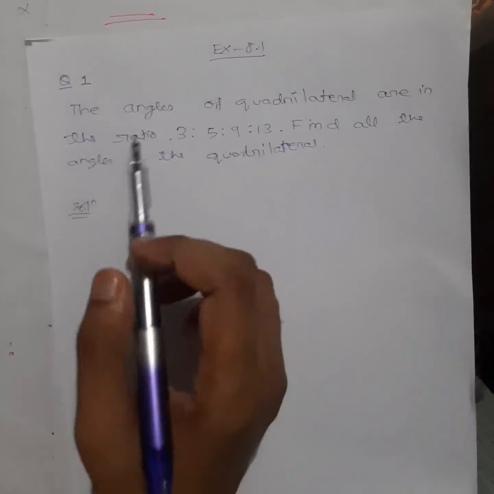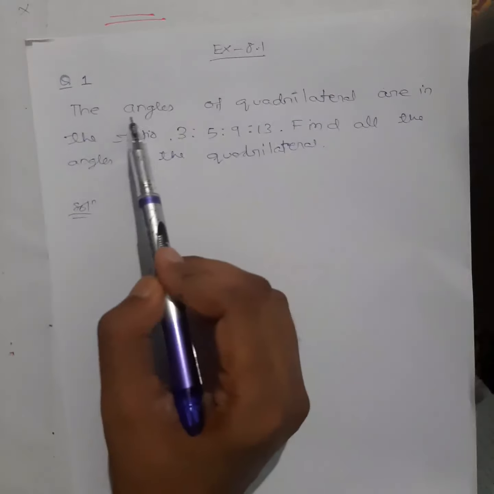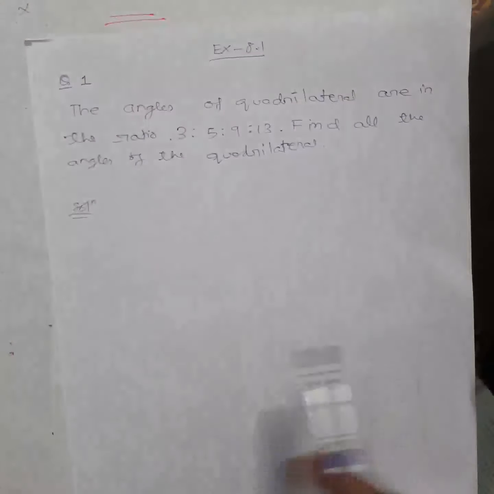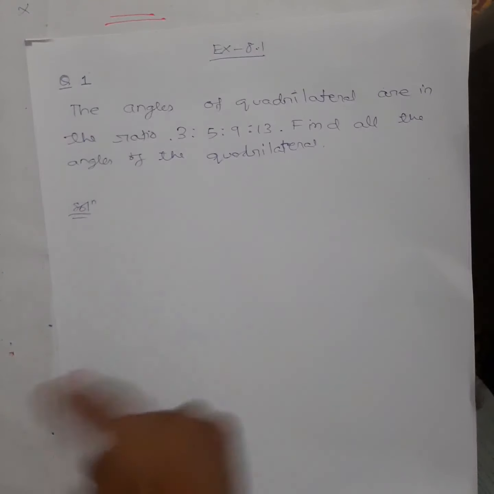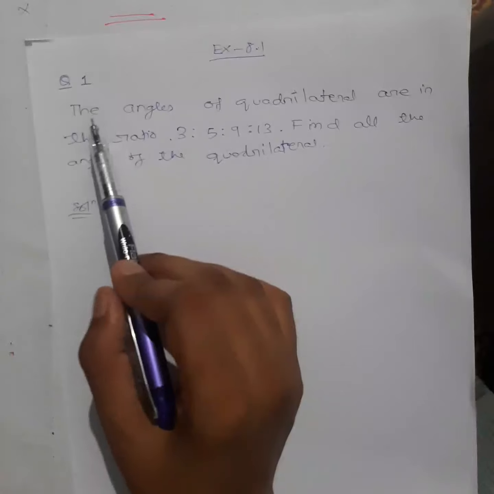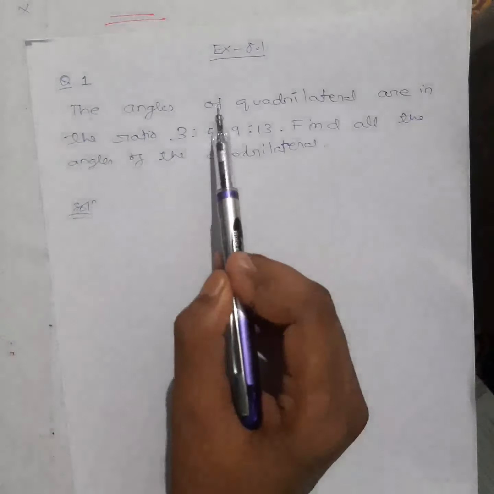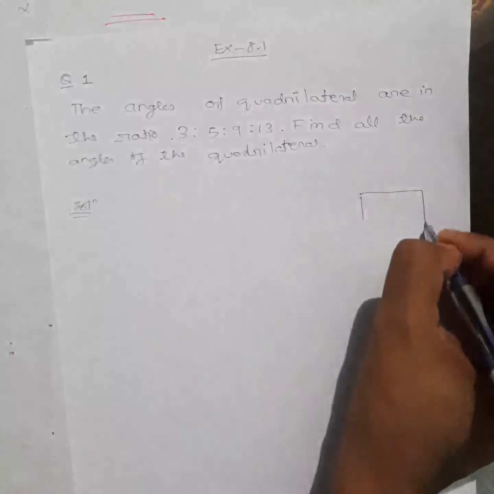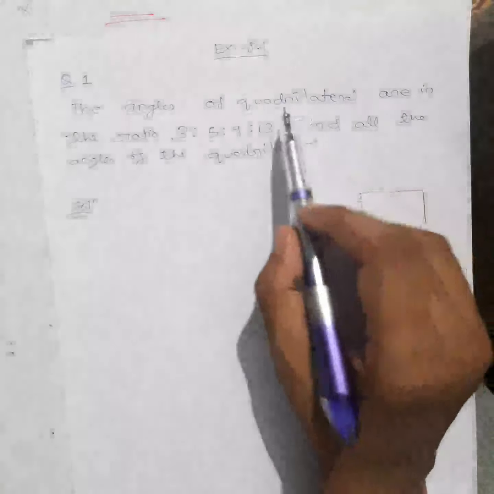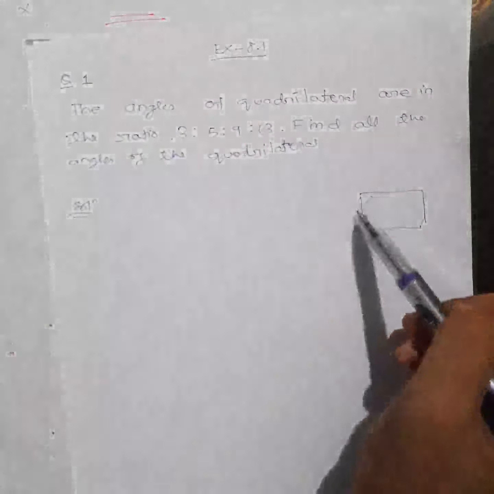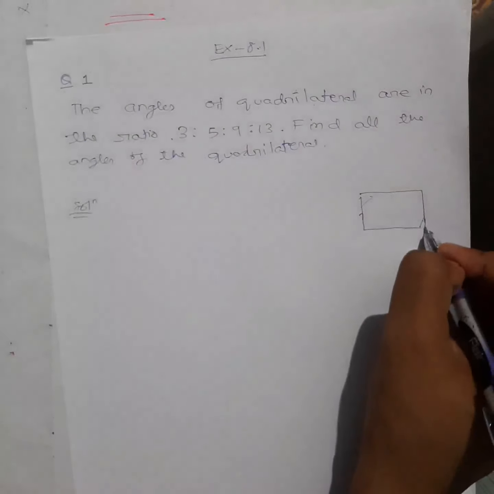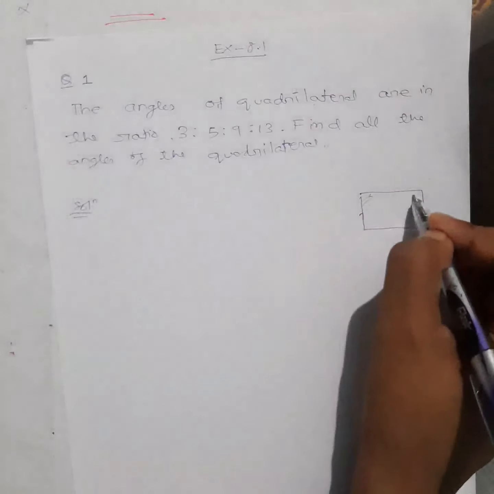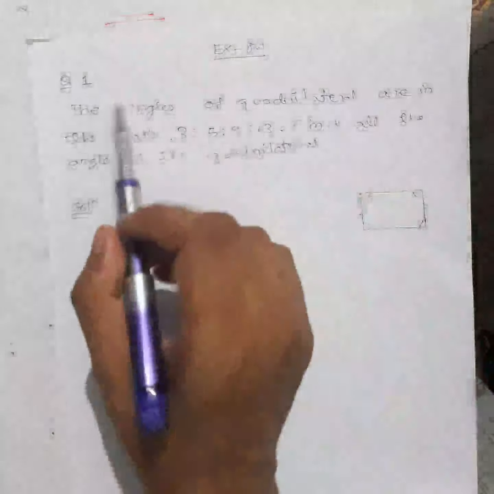Okay, so the first question of exercise 8.1. This kind of question you have already done in class 8 also, so I don't think you will find it tough. The first question is the angles of a quadrilateral. Now what is a quadrilateral? A four-sided figure, right? They are talking about the angles of this quadrilateral. So how many angles are there? Four angles, right? Okay, let's see what they have said.